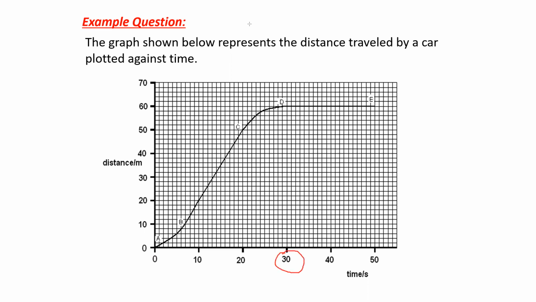To know the distance traveled by the car in 30 seconds, you draw a line from 30 seconds on the graph and find the distance traveled. So after 30 seconds, what is the distance traveled by this car? It traveled 60 meters. Is it clear? We just draw a line from 30 seconds and find the distance from the y-axis to identify the distance traveled in 30 seconds.